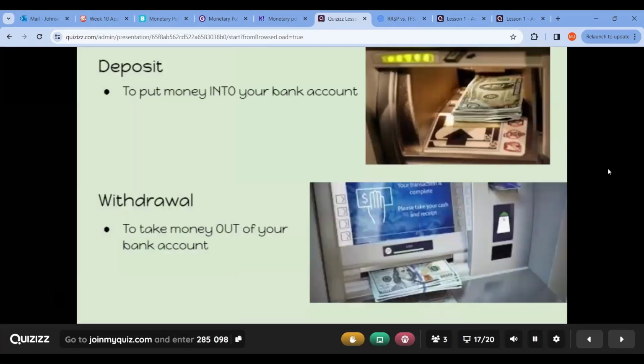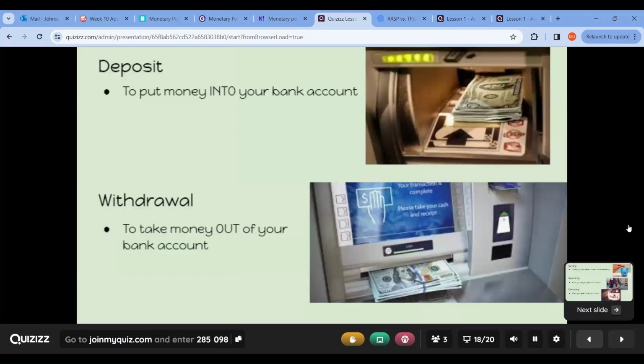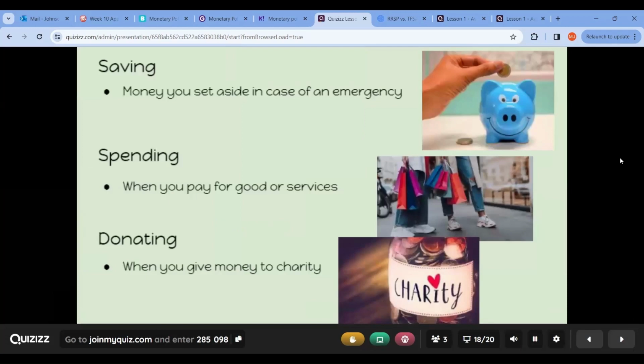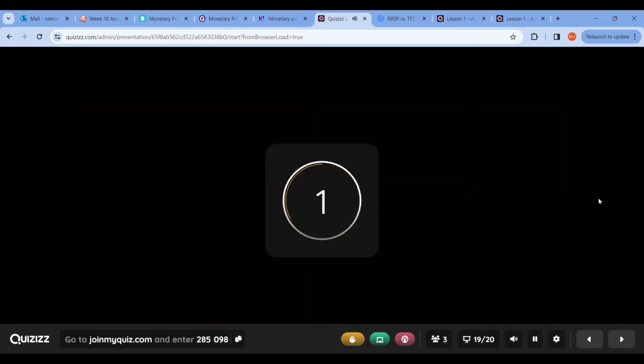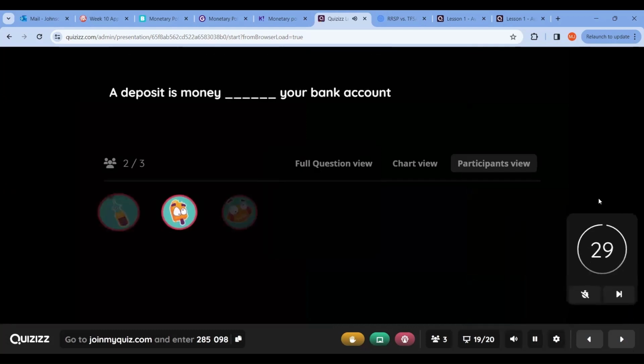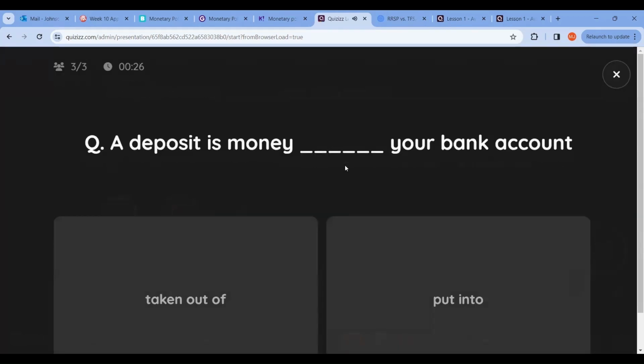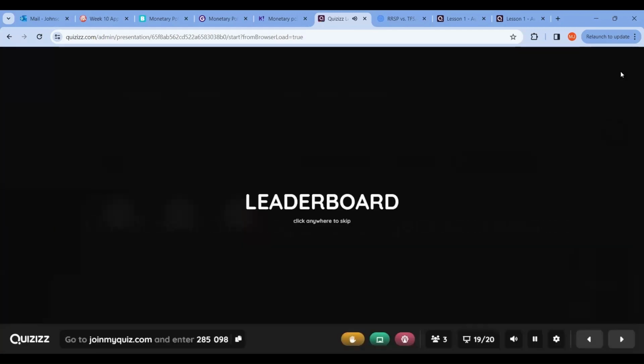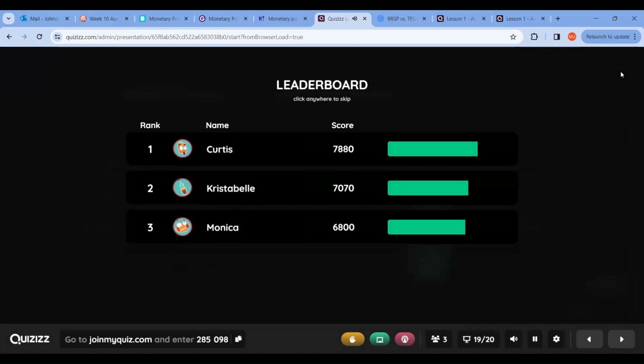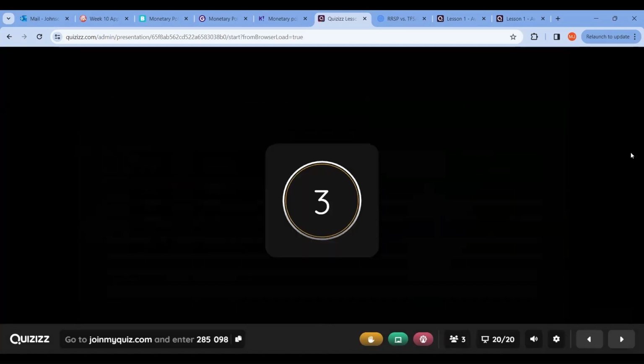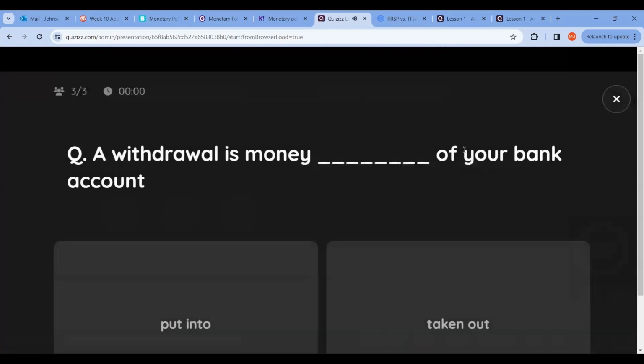So deposits is to put money into your bank account. Withdrawals take money out of your bank account. So saving is money you set aside in case of emergency. Spending is what you pay for goods or services. Donating is when you give money to charity. So deposit is money put into your bank account, yes. So withdrawal is money.